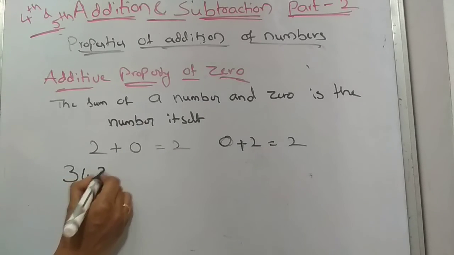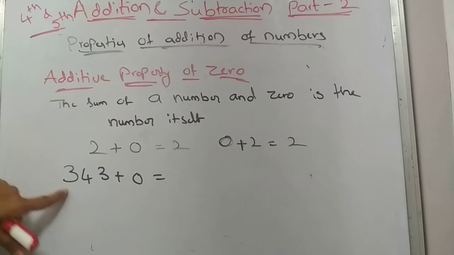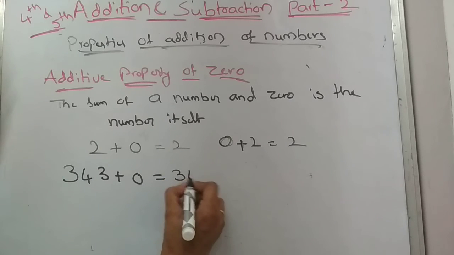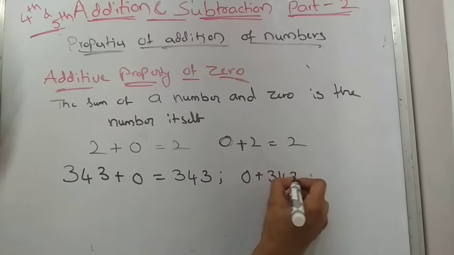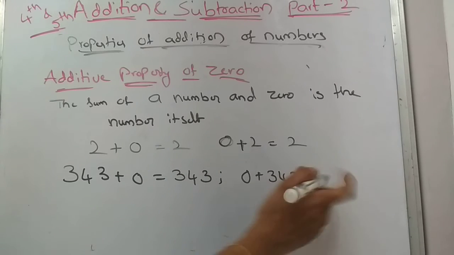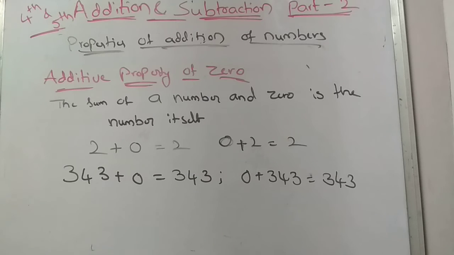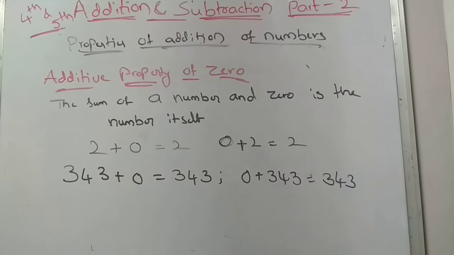Suppose 3: 3 plus 0 equals 3. Suppose 0 plus 3, here also the same. If I change the places, interchanging the places, the same number will come. So this is the third property, of 0. If you add any number with 0, the same number will come. This is the additive property of 0.